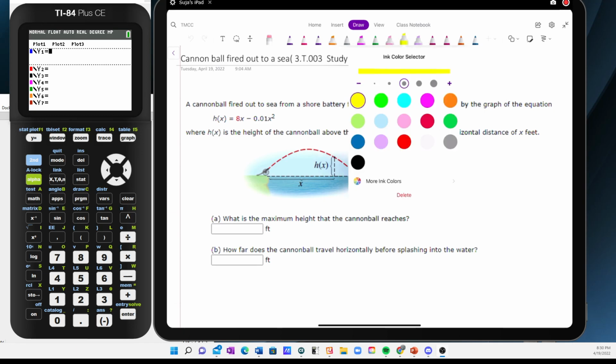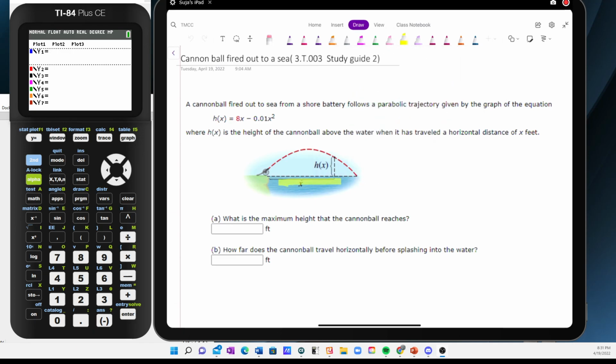So the picture is also showing me that x is the horizontal distance and that is the height. They also mentioned it. H of x is the height of the cannonball above the water, and the horizontal distance traveled is x, and the units are in feet, so the height would also be in feet. Now, half the work is done for you because they already made the function for you, so you don't have to do much work on building a function. So all you have to do is answer these two questions.